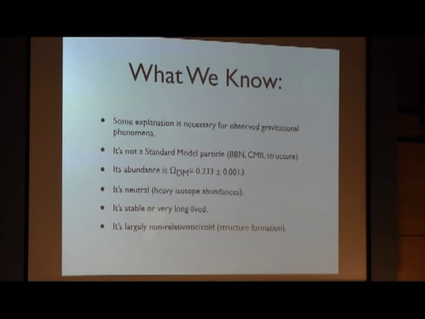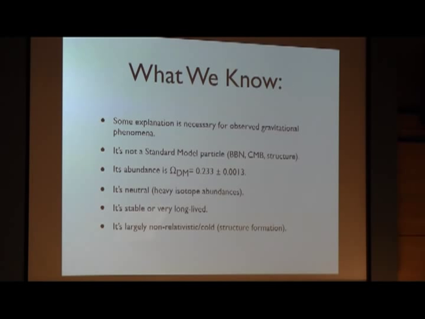So here's the current status. Some explanation is needed for the observed gravitational weirdness, right? Galaxy rotation curves, all of the cluster dynamics, and there are a whole bunch of pieces of evidence that I haven't told you about. We also know that it's not any of the particles that make up you or me or the stars or the gas. It's not any of the particles from the Standard Model. And we know that because we have very good calculations of how much of each element there should be in the universe, how much helium there is in the universe. And those calculations rely on the fact that only 5% of the universe is in matter like you and me, baryonic matter. So it's not Standard Model particles.